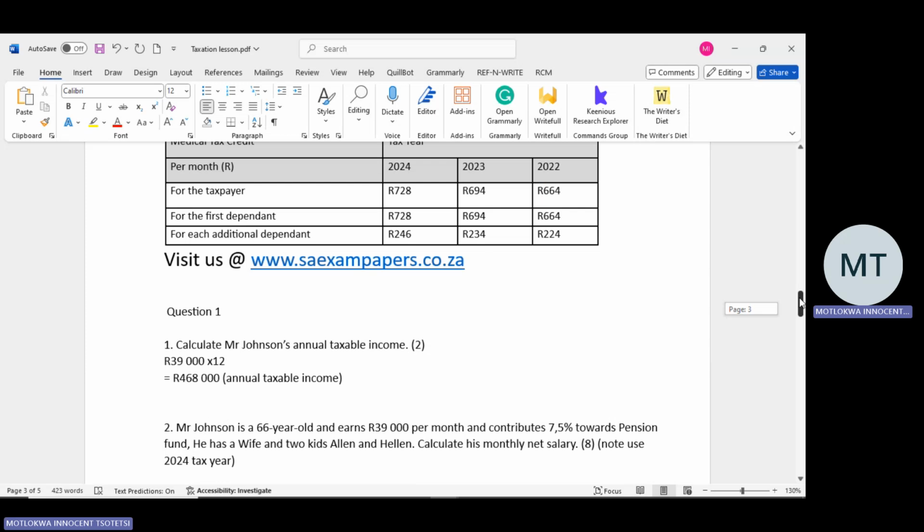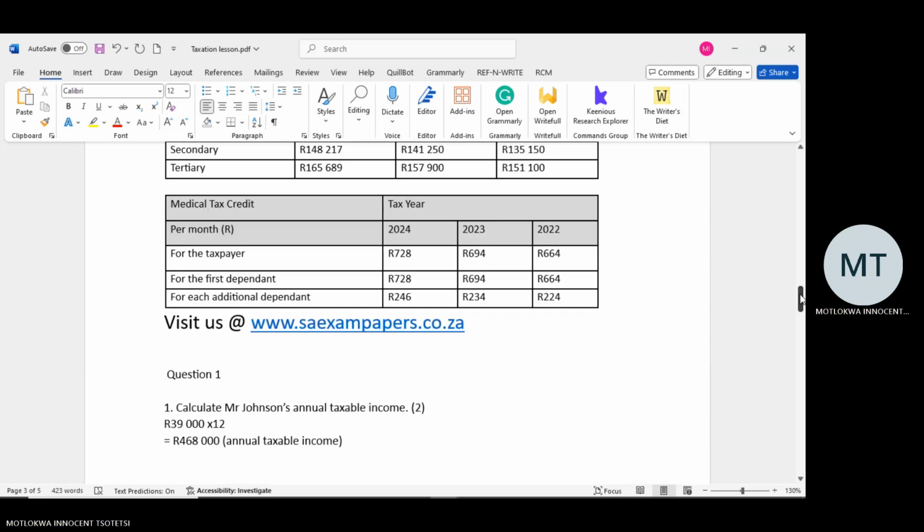So this is what is going to happen under medical credits. They've specified that it's per month. And remember that we are dealing with an annual amount, not per month, okay? So we have the first column, which says for the taxpayer, the taxpayer is Mr. Johnson, okay? Then the first dependent can be someone who comes first before others, actually, okay? So now we have the taxpayer.